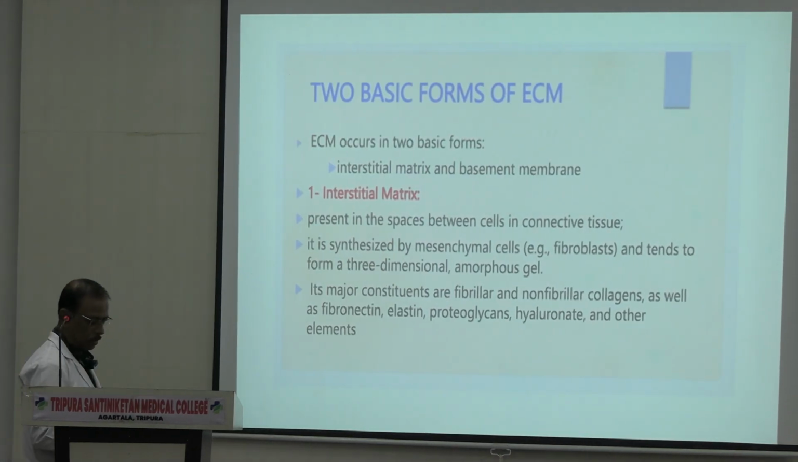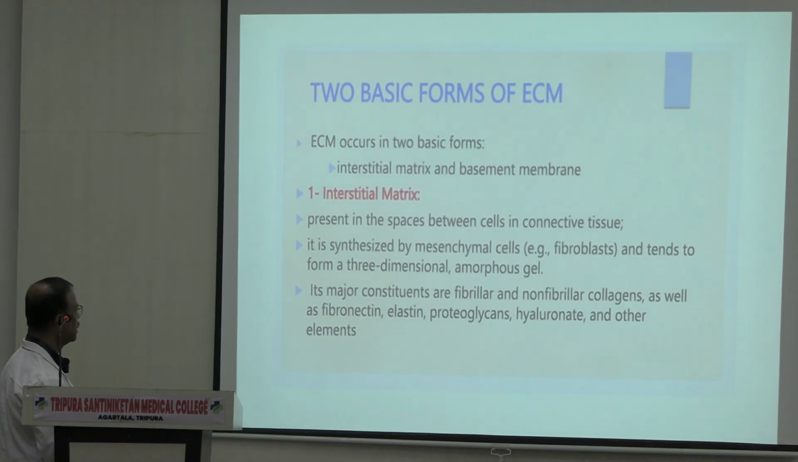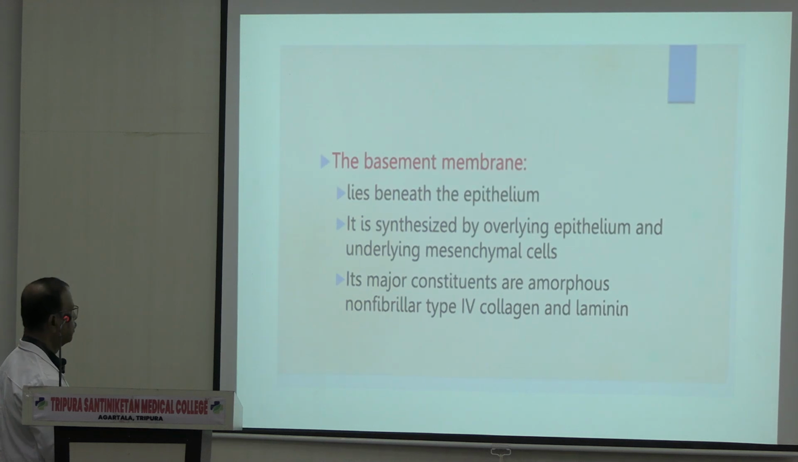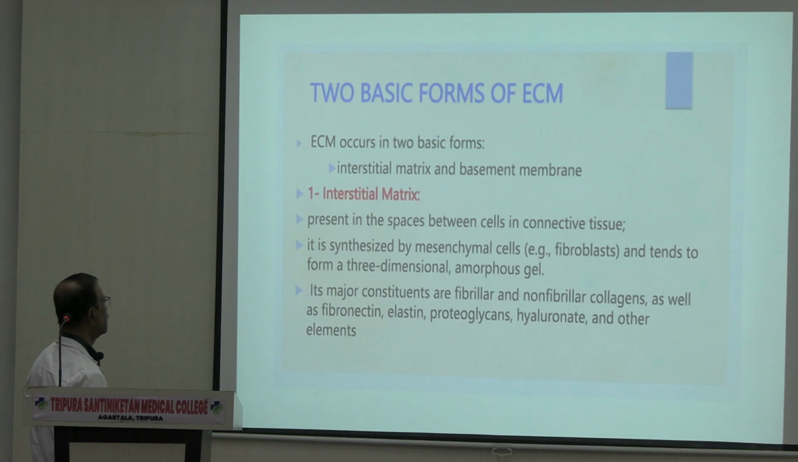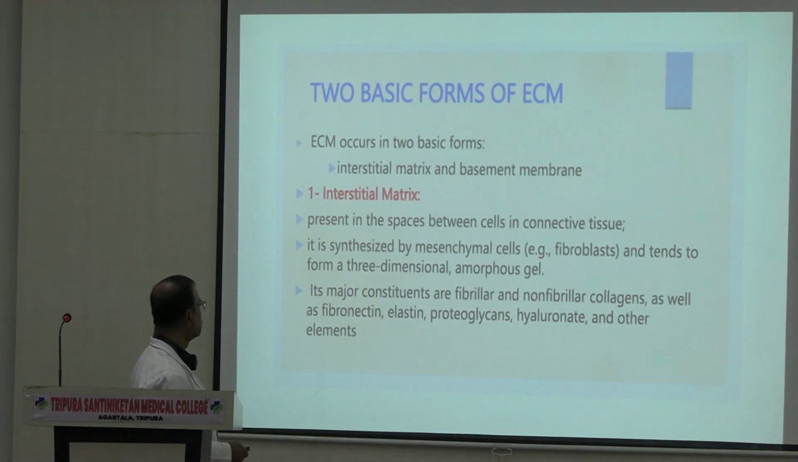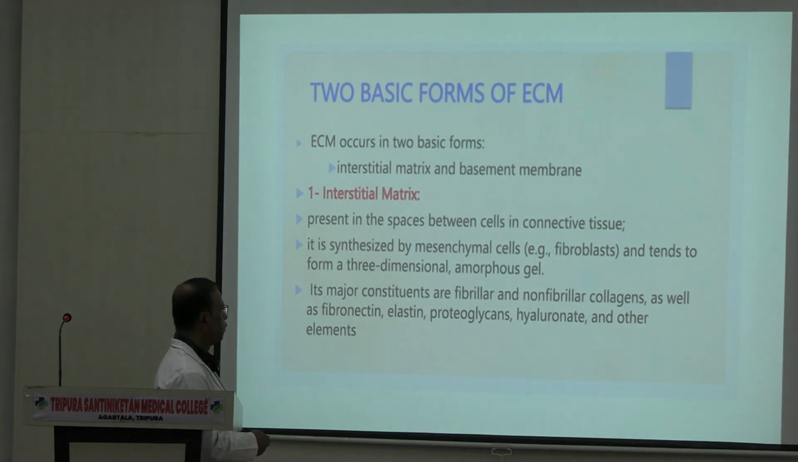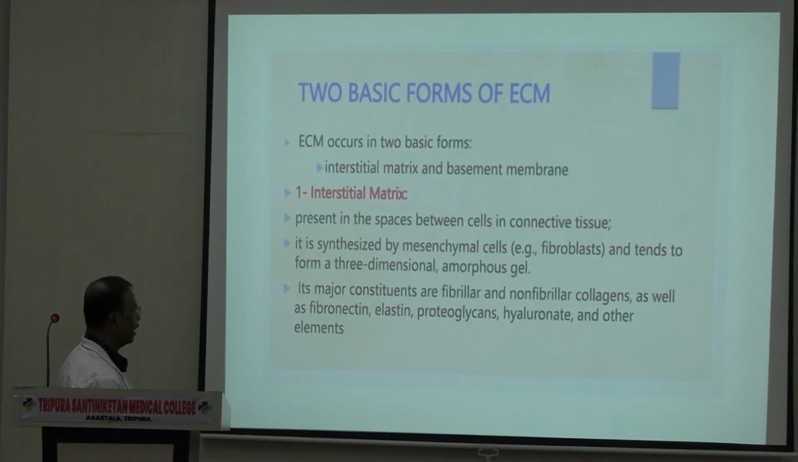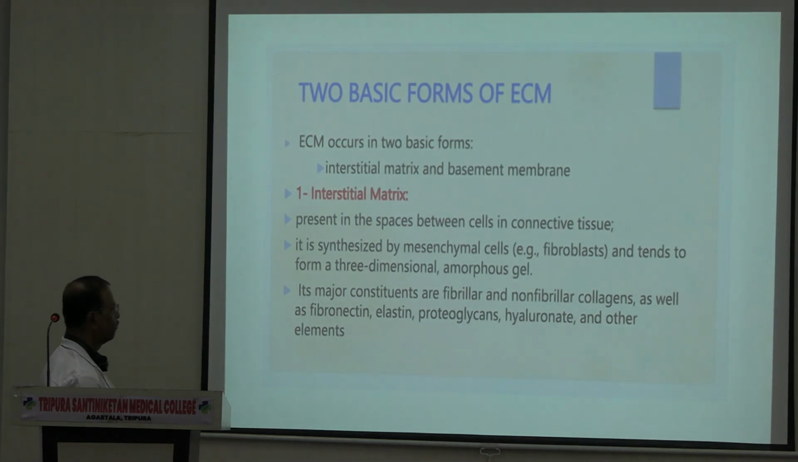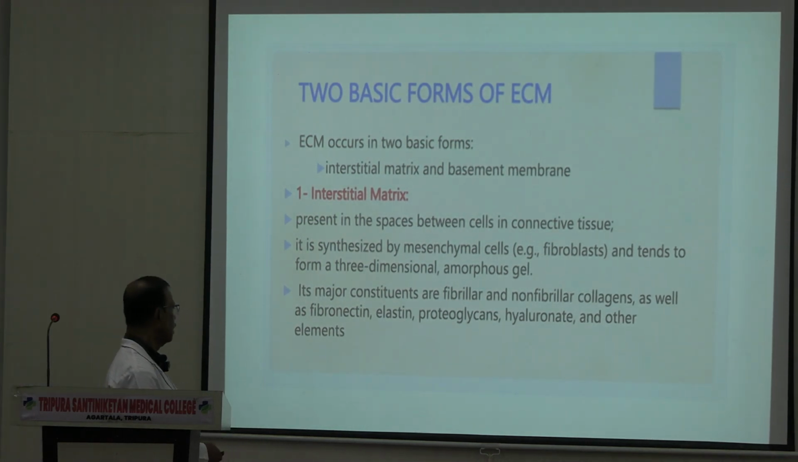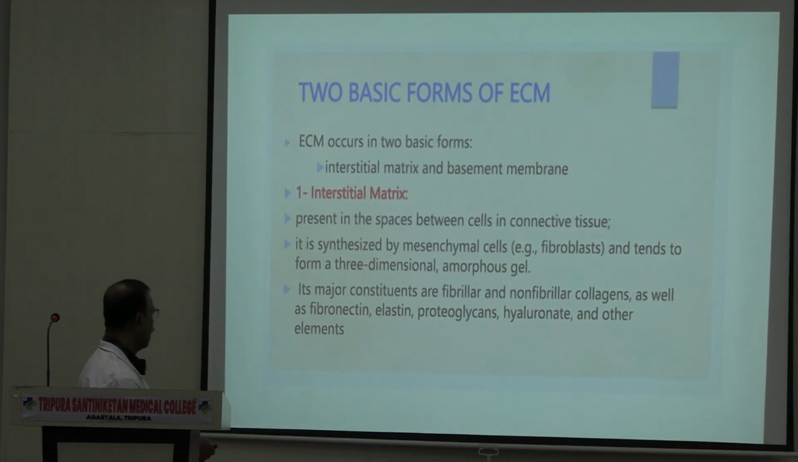So, two basic forms: interstitial matrix and basement membrane. Interstitial matrix is present between cells in connective tissue. It is synthesized by the mesenchymal cells like fibroblasts. Major constituents are fibrillar and non-fibrillar collagens. Also contains fibrin, fibronectin, elastin, proteoglycan, hyaluronic acid and other elements.